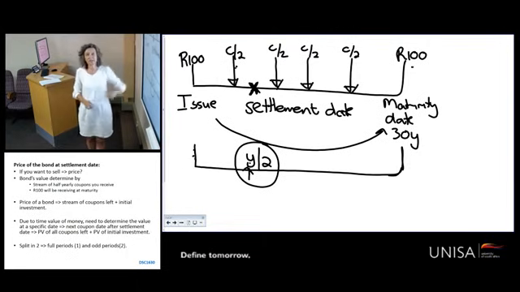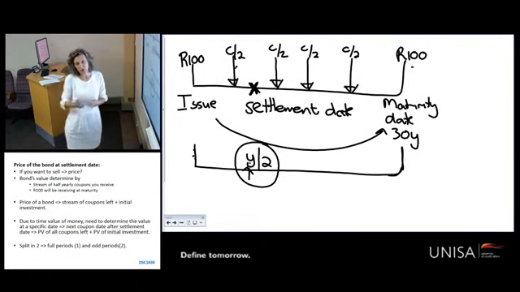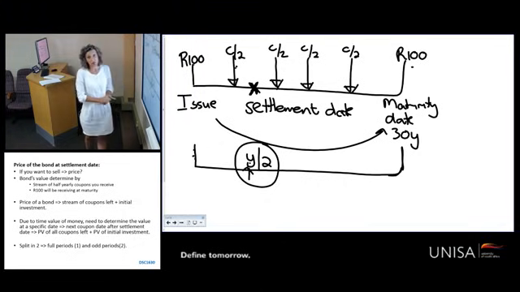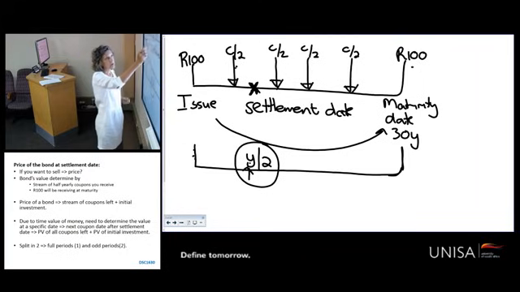Now, if I want to sell it, I must put a price to it. Now, what am I going to use? Am I going to use just the 100 Rand? If I use 100 Rand, then what's going to happen when I sell it here? What am I actually losing? What gives value to this bond?